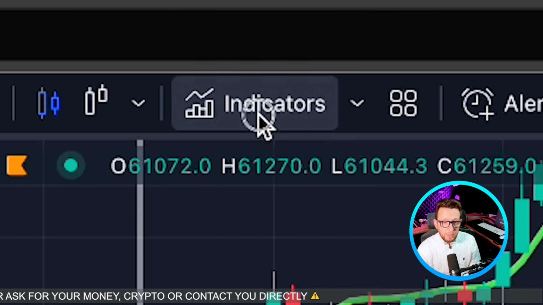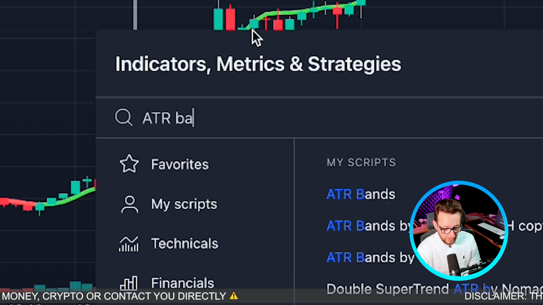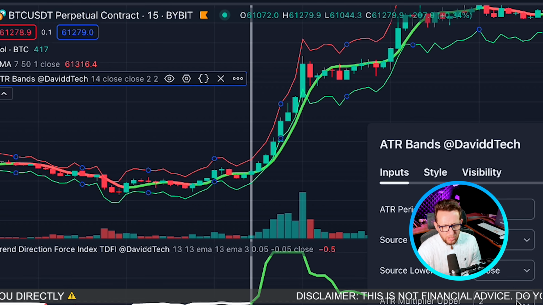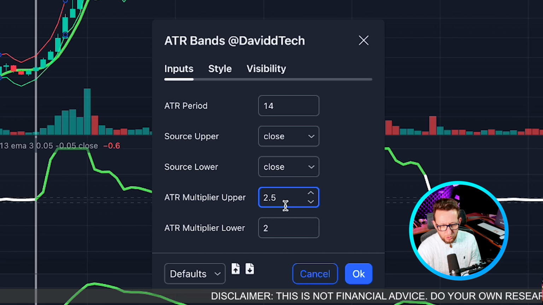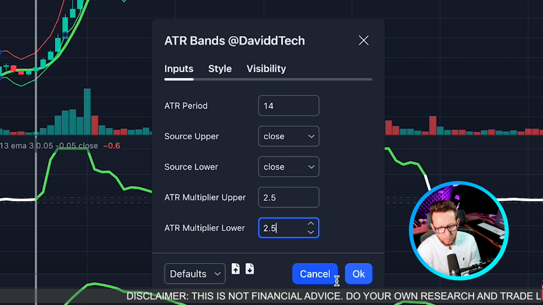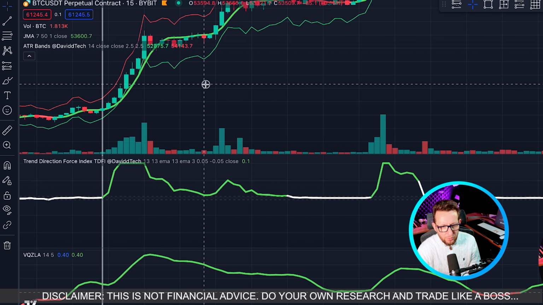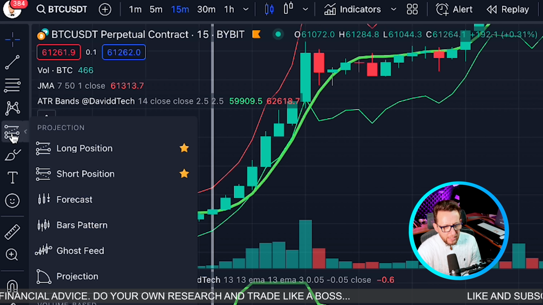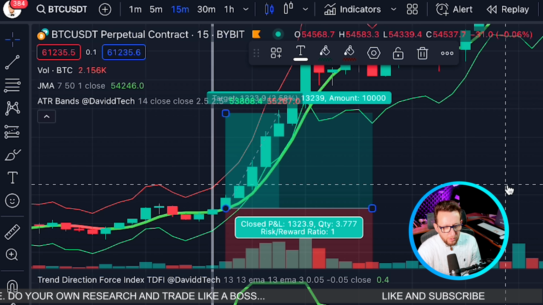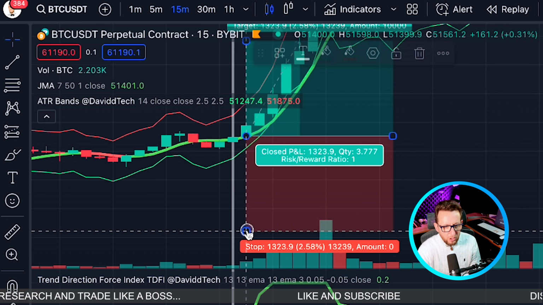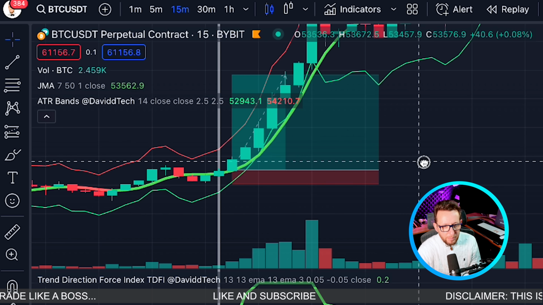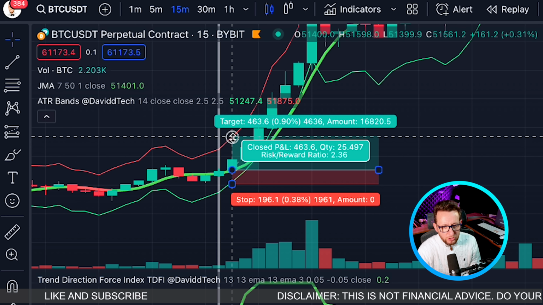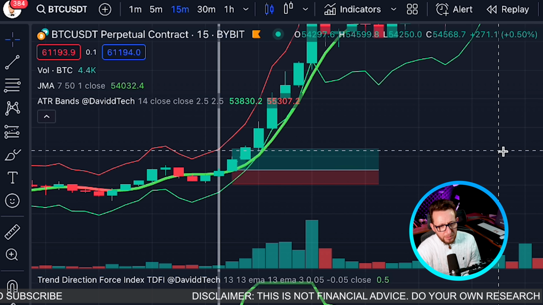For the stop loss and take profits, we're going to be using ATR bands by David. Take this one here. We're going to click on the cog and set the upper and lower bands to 2.5, which gives us enough wiggle room to take an entry and get in and out as quick as possible. We're going to set our long position to the candle following confirmation. We're going to set our stop loss to the lower ATR band, and we're looking for a risk to reward of around 1.5 to 2. 1.5 on this one, which would be absolutely perfect.